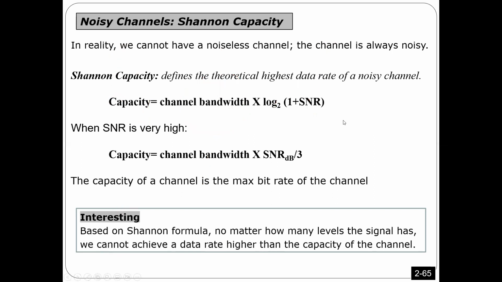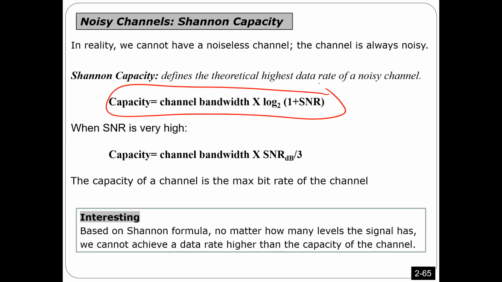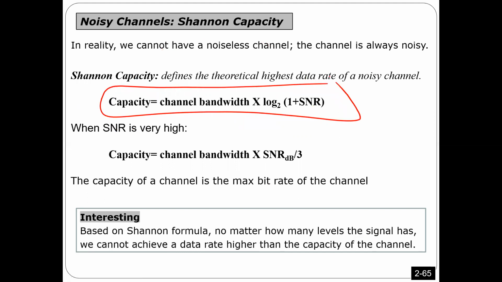This formula is interesting because it tells me that, regardless of how many levels of signal you have, the bit rate depends on the signal to noise ratio and the bandwidth. There is an approximation to this formula: if the signal to noise ratio is too high, I can simply ignore the one.